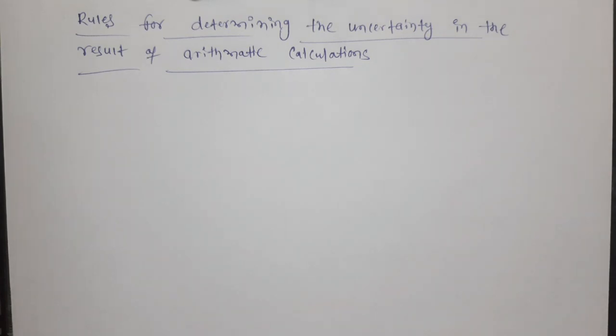Now let us see the rules for determining the uncertainty in the result of arithmetic calculations. Just now we have seen the rules for arithmetic operations with significant figures. Now, rules for determining the uncertainty in the result of arithmetic calculations. Arithmetic calculation means addition, subtraction, multiplication and division. First, let us see the rule for multiplication or division.